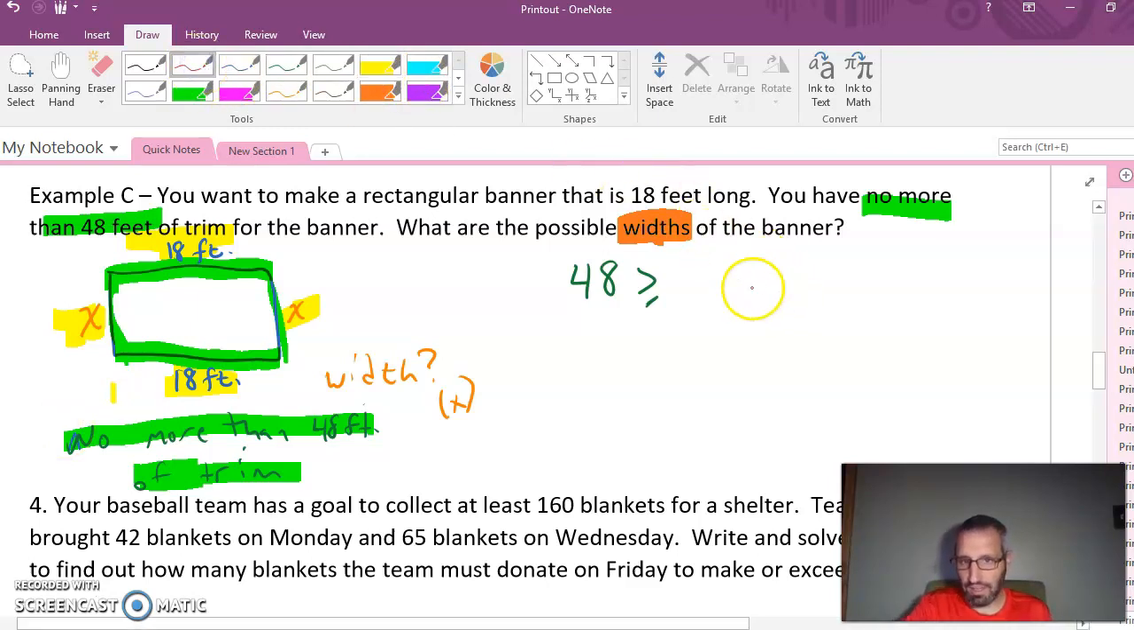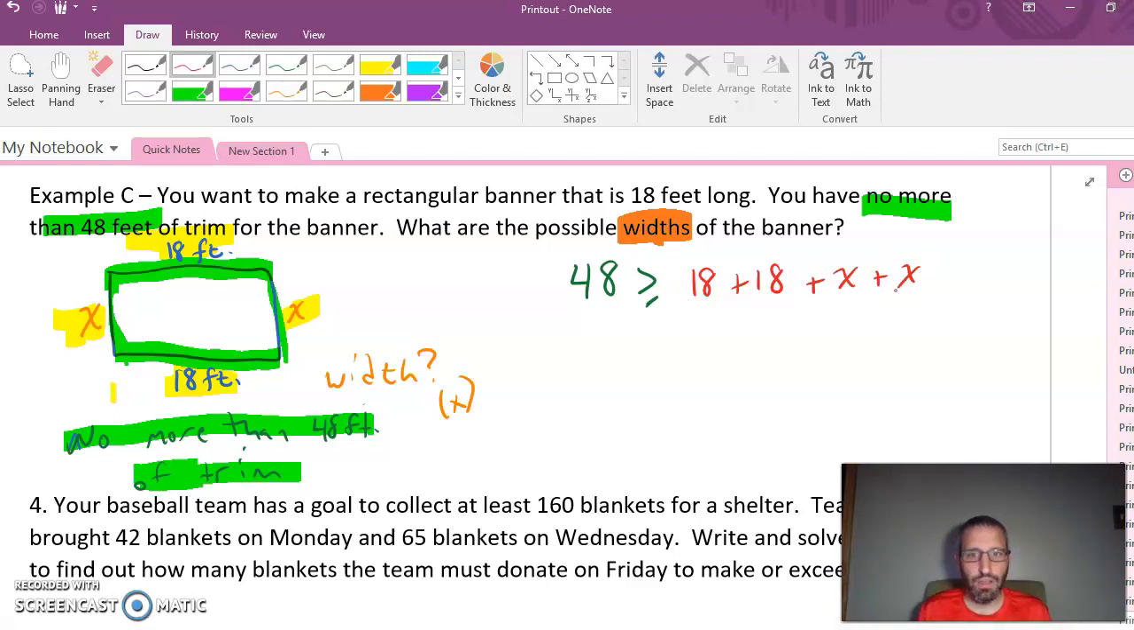So I'm going to say, what? 18 plus 18, right? My two lengths. And then I'm going to add my two widths. What my x is. There's our inequality. All right, let's do some combining on the right side there. 48 is greater than or equal to, I think 18 and 18 is 36. And then x plus x, that's 2x, right?